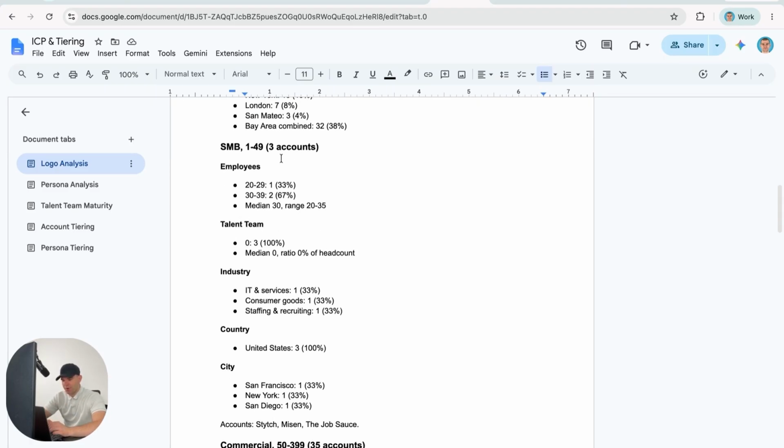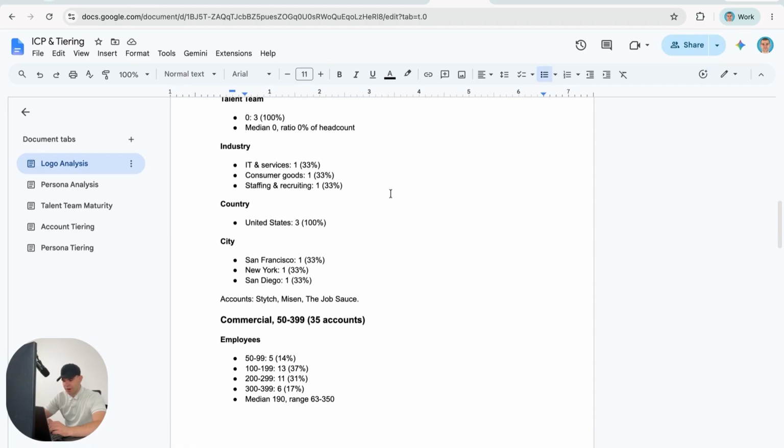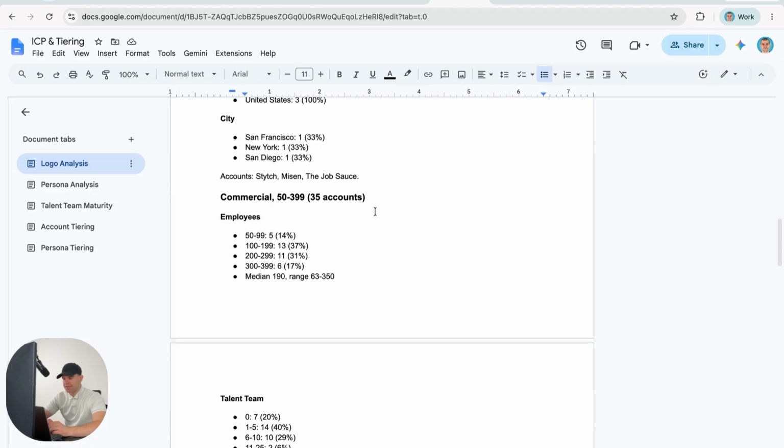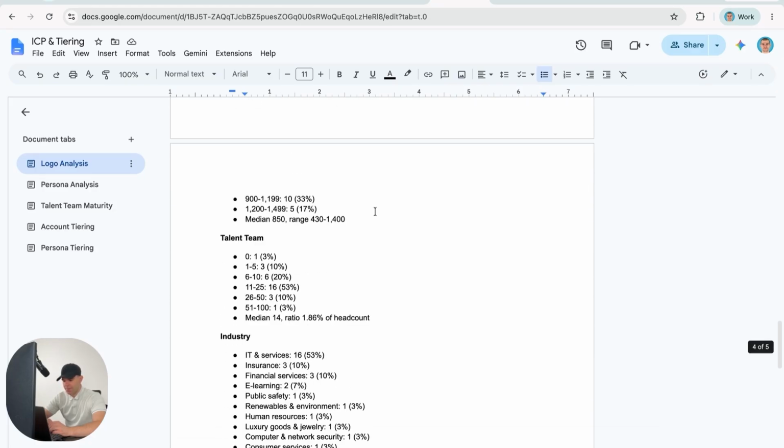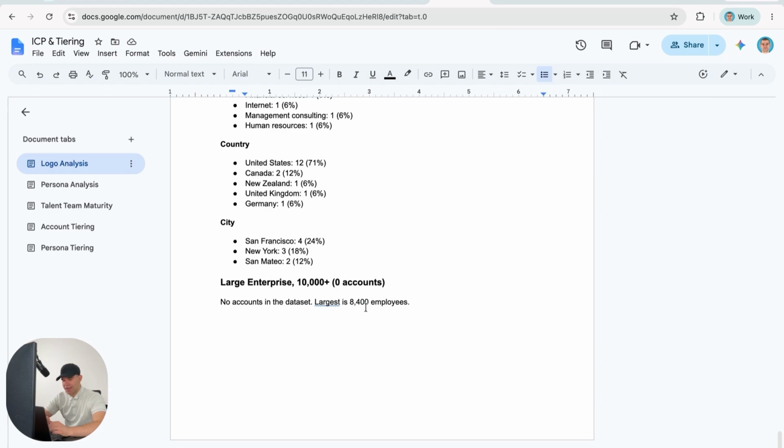So here we've broken down by SMB, 3 accounts, number of employees, talent team size, industry breakdown, country, city. Same for commercial, same for mid-market, same for small enterprise. And then we don't actually have any large enterprise accounts, so we can kind of remove those.